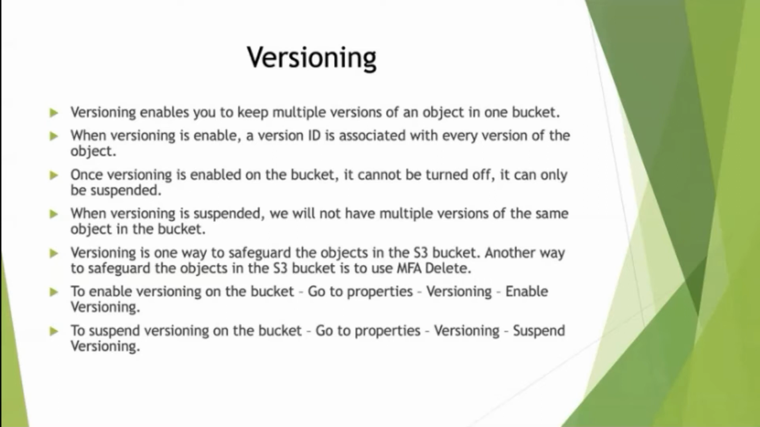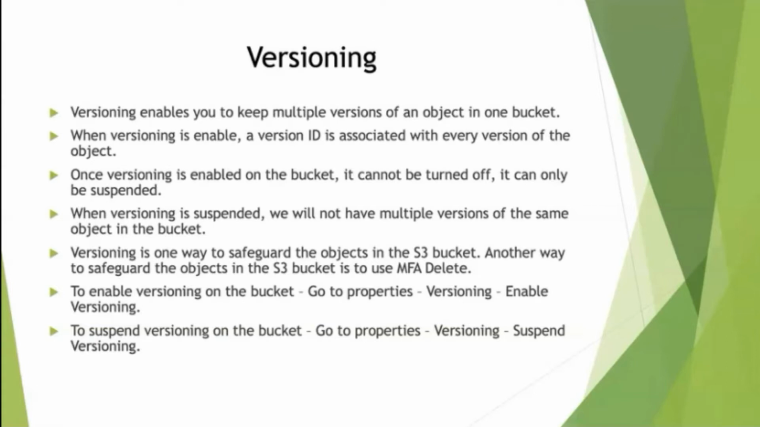When you enable versioning on the bucket, it cannot be turned off. It can only be suspended. That means if I enable versioning, you will have multiple versions of an object in an S3 bucket. But when you suspend versioning for a brief period of time, you will not have multiple versions of the objects that you upload while versioning is suspended.